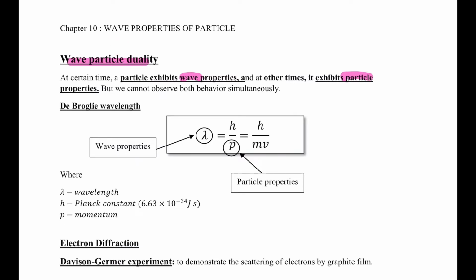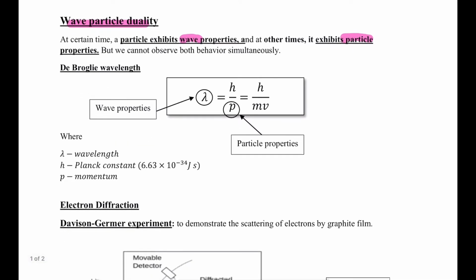Okay, then kita ada de Broglie wavelength. As this equation, basically kita nak relatekan lah wave dan particle tersebut. So kita ada lambda equal to h over p. Okay, so this is the equation. So lambda exhibit wave properties. h is a Planck constant, 6.63 × 10^-34. p is the momentum, which is exhibit particle properties.